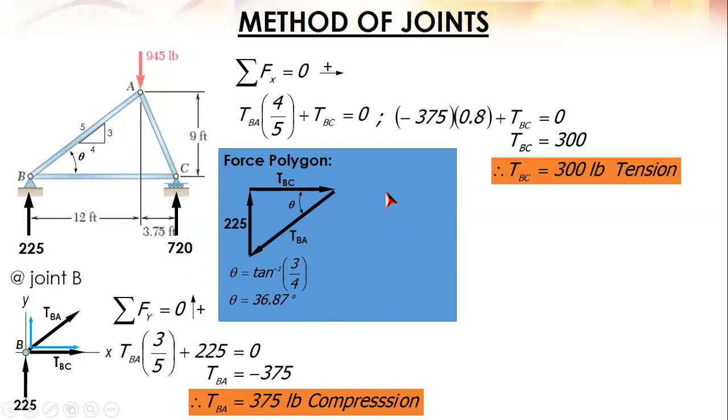So, from trigonometry, we have TBC equals 300 and TBA equals 375. For their direction, base it on the free body diagram. Third quadrant, towards the joint, so compression. The one to the right side is tension.